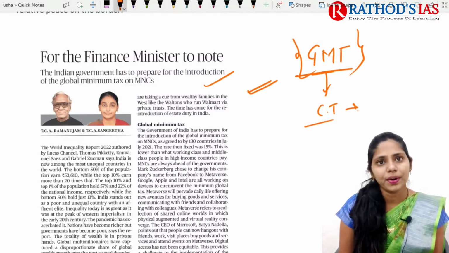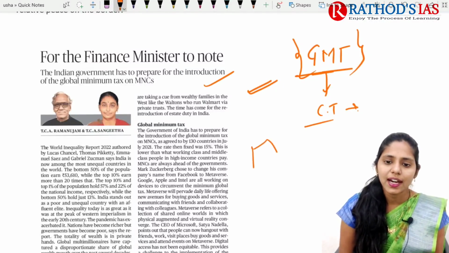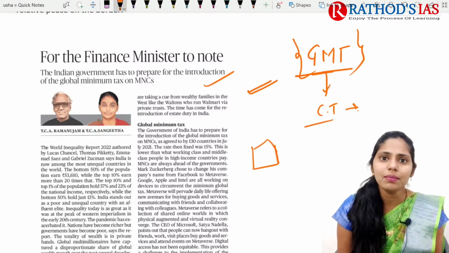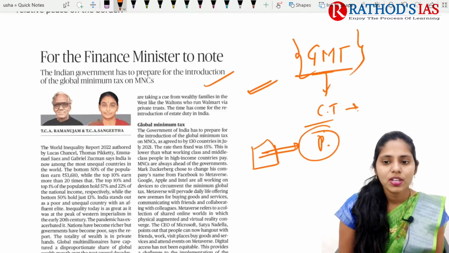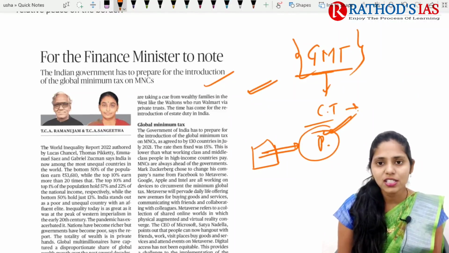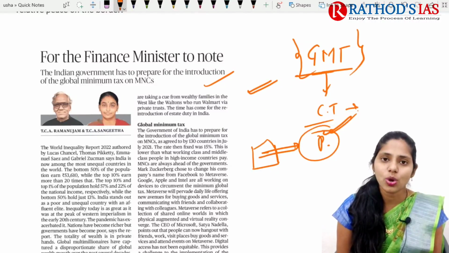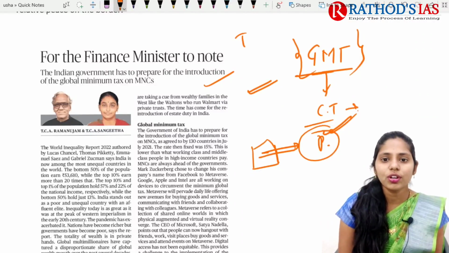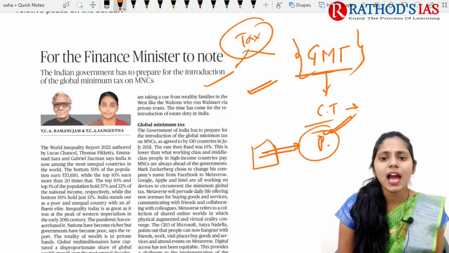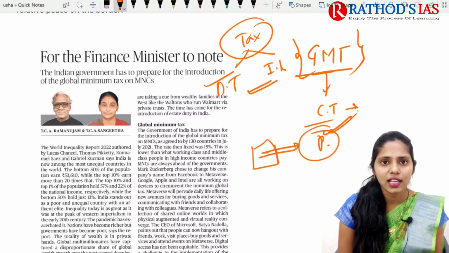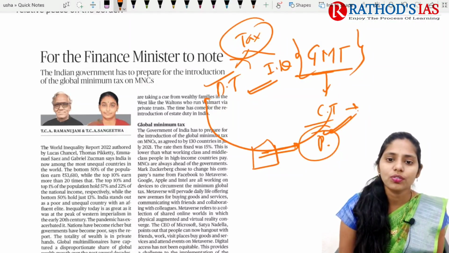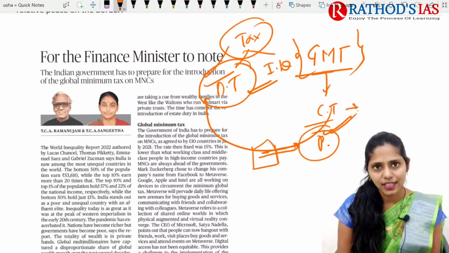So what is this corporate tax? For example, I have a company, a manufacturing unit. From that manufacturing unit, I am getting profit. Based on the profit, I need to pay some amount as tax to the government, and that is called corporate tax. If you're talking about taxes, we have two types of taxes, direct tax and indirect tax. This corporate tax is one of the examples of direct tax.